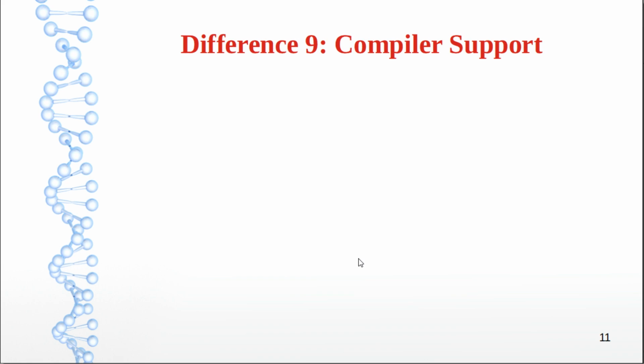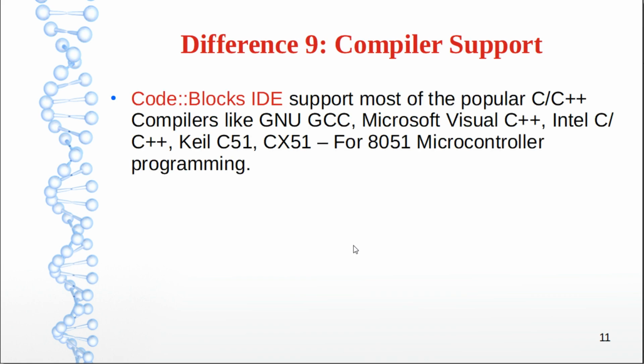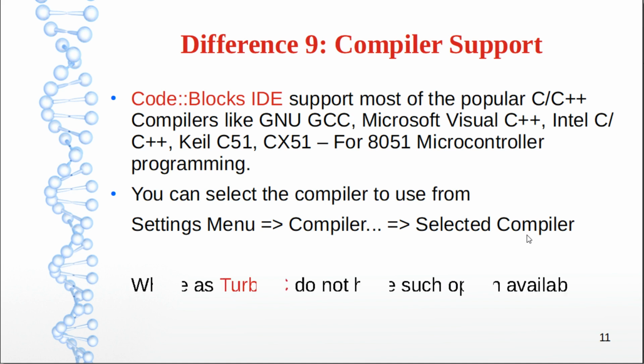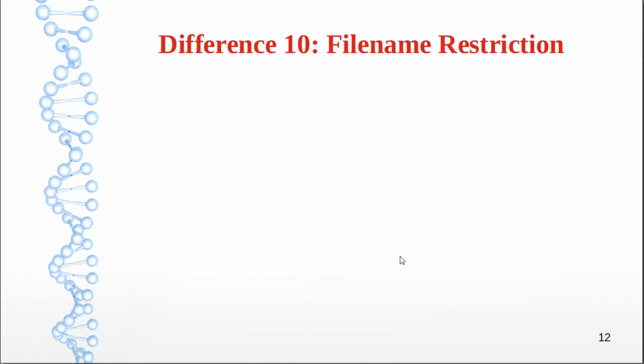The ninth difference is compiler support. Code::Blocks IDE supports most of the popular C++ compilers like GNU C++, Microsoft Visual C++, Intel C++, Keil compiler, which is suitable for 8051 microcontroller programming. You can select the compiler to use from the Settings menu, then Compiler option, then the selected compiler. Whereas TurboC does not have such an option available.